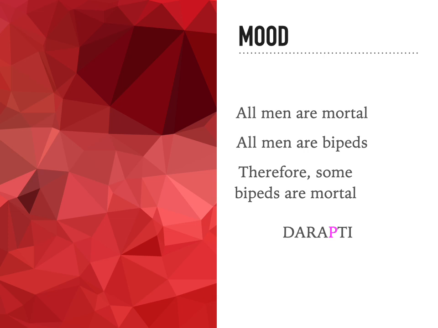So let's see what that partial conversion would look like. Instead of all men are bipeds, we would switch that to some bipeds are men. There's my partial conversion. So now I have all men are mortal, some bipeds are men, therefore some bipeds are mortal. This is Darii now. This would be the first figure.